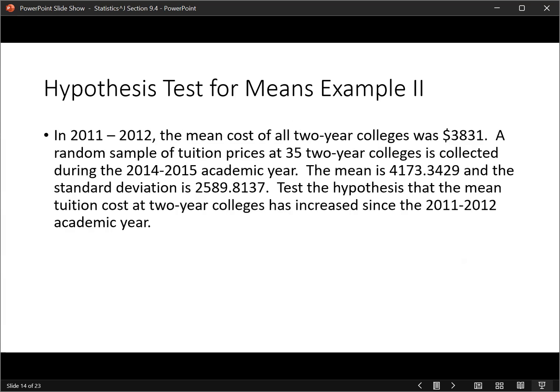Okay, another example. In 2011-2012, the mean cost of all two-year colleges was $3,831. A random sample of tuition prices at 35 two-year colleges is collected during that year. We're told the mean of those 35 colleges is this, and the standard deviation is this. Test the hypothesis that the mean tuition has increased since the 2011-2012 academic year.